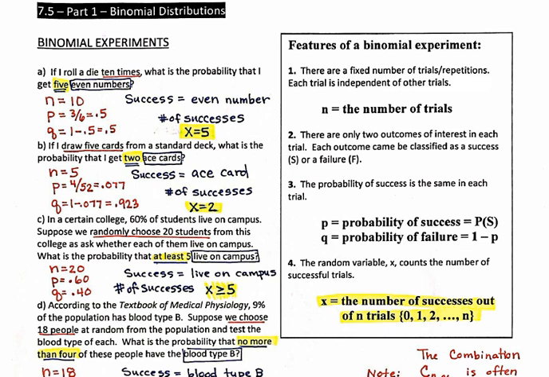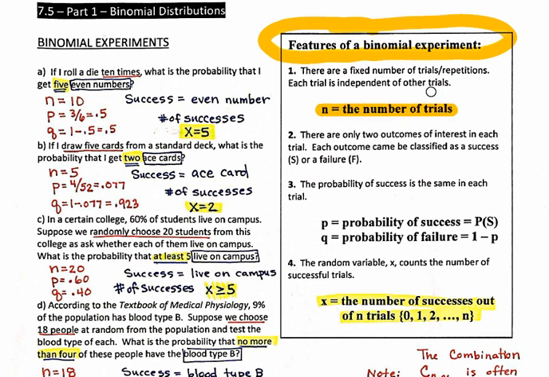First off, Section 7.5 is about a binomial experiment. A binomial experiment is a type of random variable collection, but it looks a little different than some of our other probability distributions. For example, a binomial experiment looks something like this. First, there are a fixed number of trials, and each trial is independent.